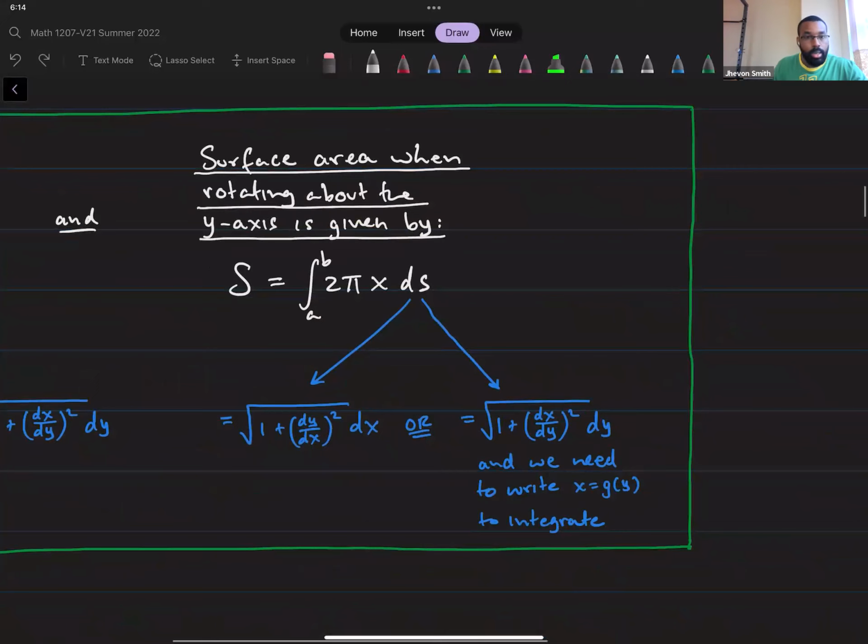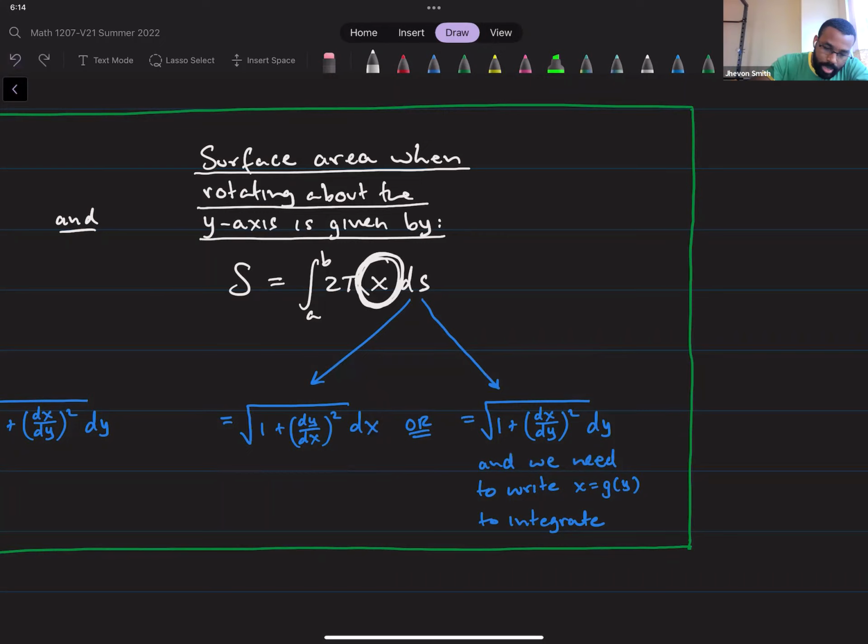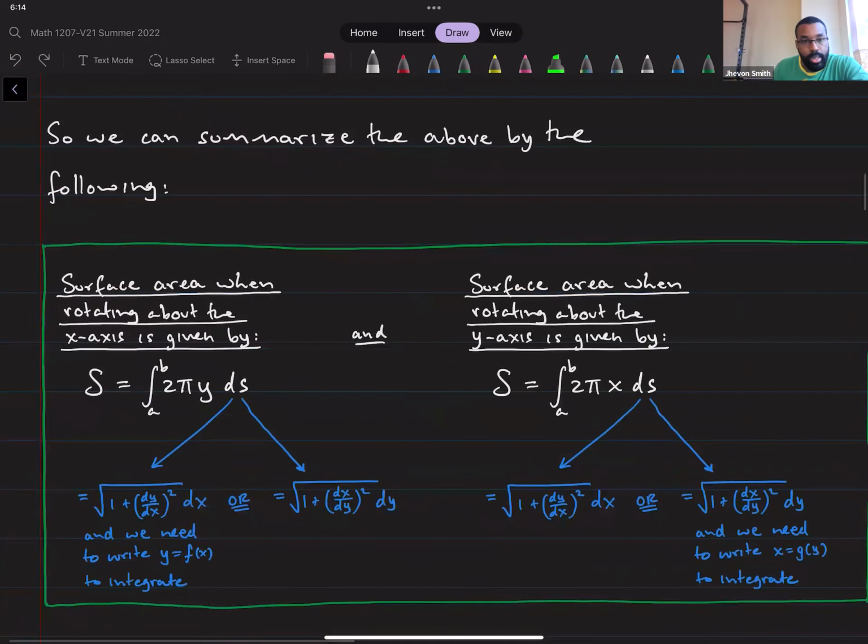Similarly, if we're going around the y-axis, where we had y before, we would now have x. And similarly, your ds can take on one of two forms, where if we want to look at things in terms of the function y, we'd have to replace x with its definition as a function of y. So this kind of summarizes how we would find the surface area of revolution of a curve. On the left, we're given the curve as y equals f of x, and we want to rotate around the x-axis. On the right, we're given the curve as x equals f of y, and we want to rotate around the y-axis. But the way the function is defined can be swapped in either case, and you just change the ds accordingly. So that's pretty much all the theory there and where the formulas come from.